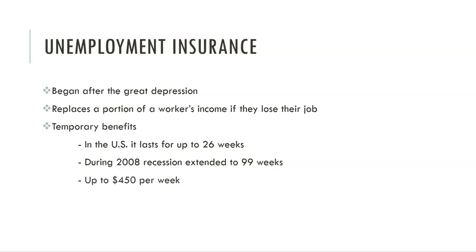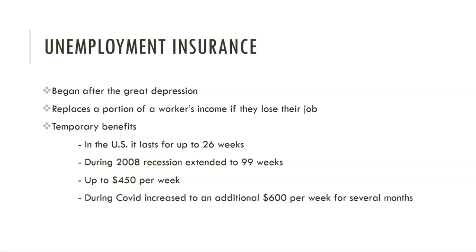Generally, it's about up to a maximum of $450 per week, and it's between 50 and 60% of your income while you are working. During COVID, especially the early parts in 2020, there was actually an increase in the unemployment benefits. Temporary increase up to an extra $600 per week, which means people could be taking home $1,050 per week from unemployment benefits.